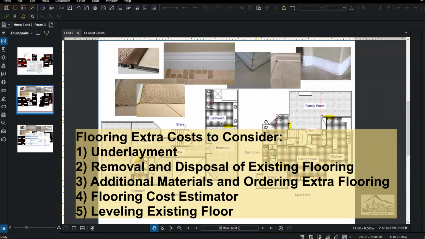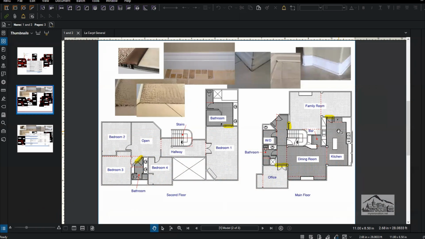Why is there a cost for that? The reason is that the carpet is roll-down carpet, very easy to install and very easy to remove. But when it comes to the tiles, they actually have to break all of these tiles. And after that, they have to level or smooth the floor so they can install the new tiles. This is one extra cost.